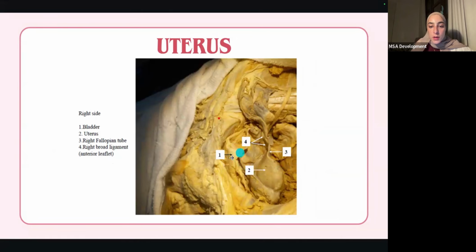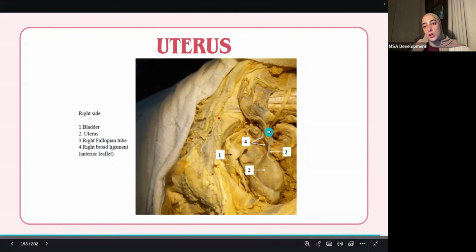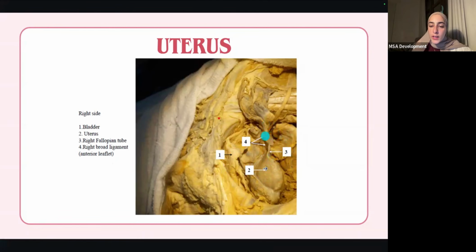Okay, this is another picture. Number 1 is the bladder. As you know, the bladder is on top of the uterus, okay? It's on top of it. This is the uterus, number two. And then number three is the fallopian tube, and number four is the broad ligament. I don't think they're going to take a picture that's unclear like this. But the broad ligament is the one that covers the entire uterus.